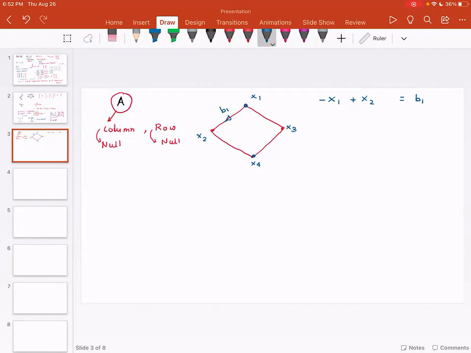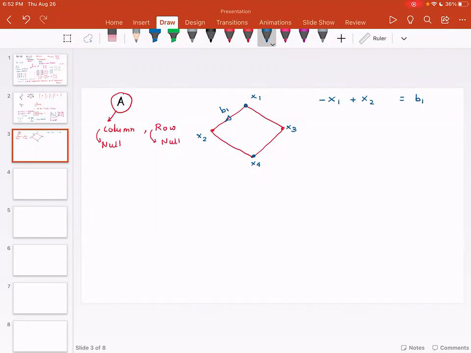Everyone understood this? So what it means is, if you have a network problem wherein you have incoming flows, outgoing flows, or if you have a social network, or if you have some sort of business transaction, all those can be represented as matrices.